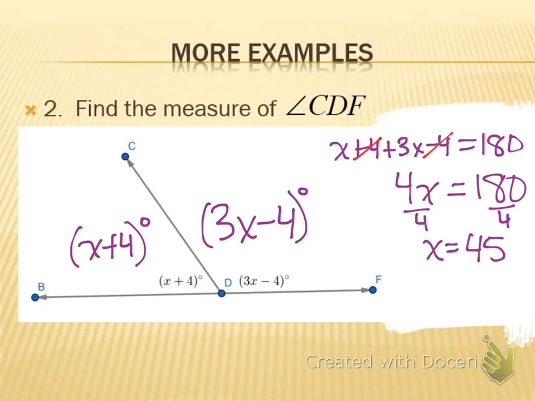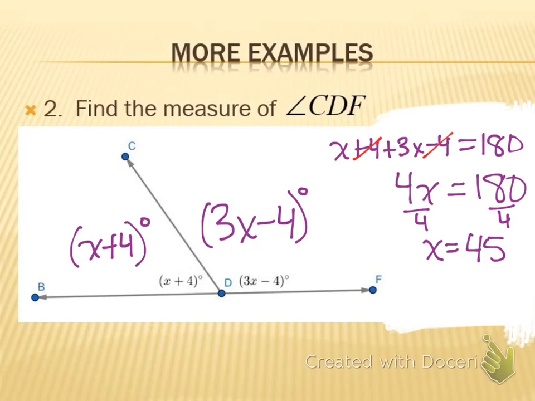Well, x won't have a degree measure on it. Okay, so x equals 45. And before, when we did these types of problems, we were done. But did they ask us to find x? No, they asked us what the measure of angle CDF is. Angle CDF is the bigger one over here. How are we going to figure that out?